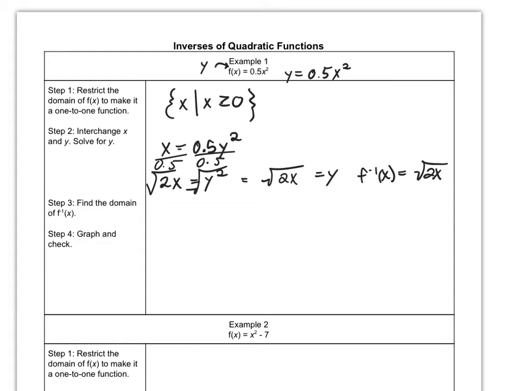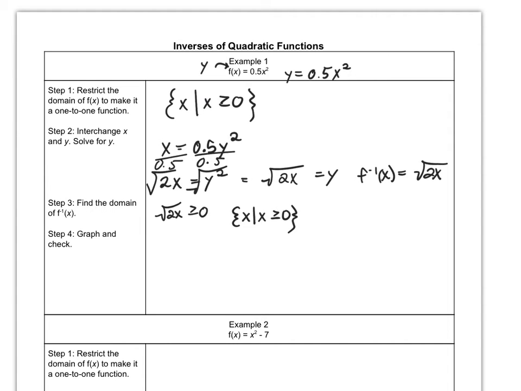Now let's talk about the domain of this function. Where will it be defined? Well, I can't take the square root of a negative number and end up with a real value. So that means this is only going to be defined where 2x is greater than or equal to 0. In other words, just like the domain of my original function, the domain of the inverse is going to be x such that x is greater than or equal to 0.